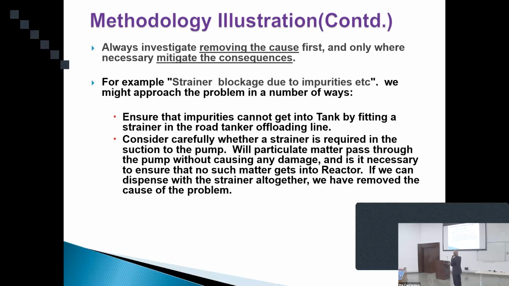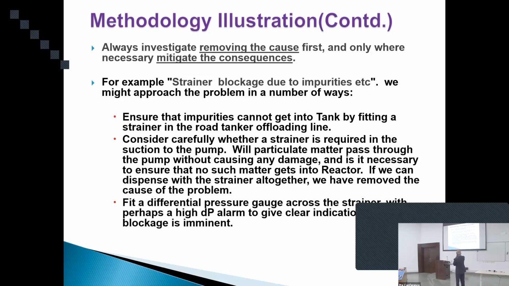These are various ways. Fit a differential pressure gauge across the strainer, with perhaps a high DP alarm, to give a clear indicator that total blockage is imminent. If you put a pressure gauge before and after the filter and measure the differential pressure, then if the strainer is totally blocked, the outlet pressure will not show at all. The pressure drop will be very high. If normal flow is there, it will go through and the pressure drop will be less. When the pressure drop goes high, that means the filter is choked.